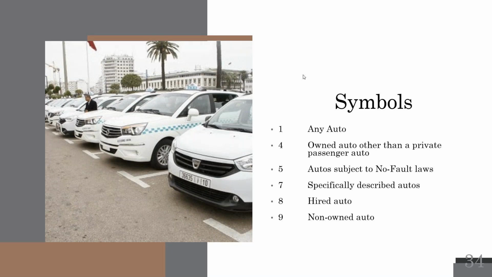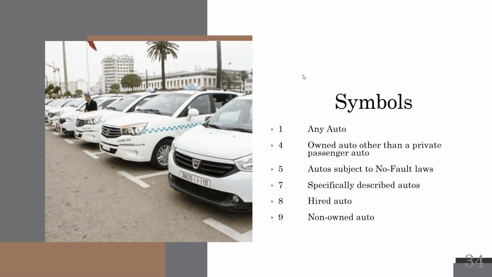Okay. So now let's say the Round Table guy goes to work to deliver pizza, and the truck that they're using is broken down. So they need to rent a car to deliver pizza. That would be symbol number 8. That's the hired auto, where we're renting a car to use in the business.